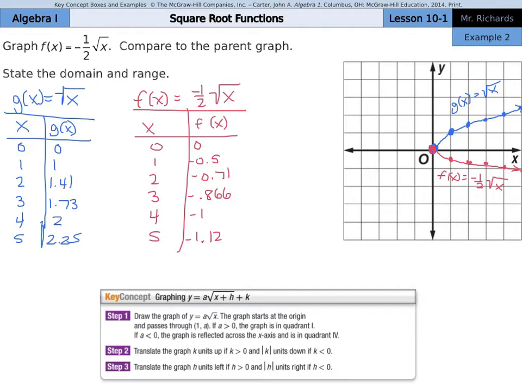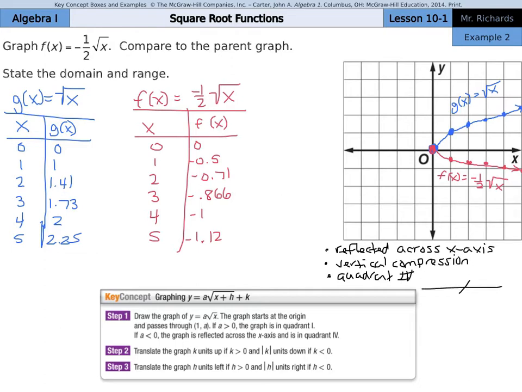And so now as we look to compare this to the parent graph being the blue graph, what's happened? Well, it looks like we've reflected across the x-axis, and we also have a vertical compression. We're also now in quadrant 4 compared to the quadrant 1 of the parent function.